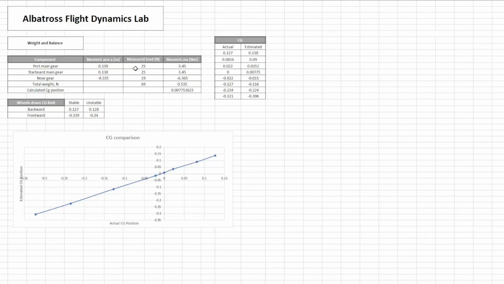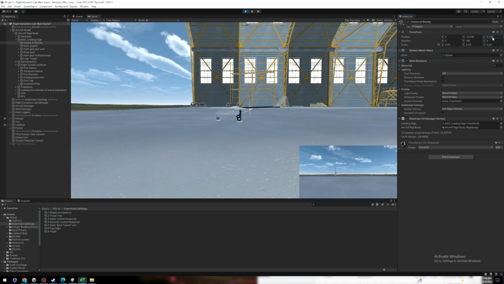We can experiment with different CG locations within Unity, calculating the measured load on each point by inputting this data, along with the wheel locations into Excel. We can calculate the moments and determine an estimated CG location, as we already know the weight of our aircraft. We can then compare this data to our actual CG values to ensure their accuracy through this graph. Also, through the experiment, we found the unstable CG locations, which, as you can see, will cause our aircraft to flip backwards or forwards, depending on what's set to change.